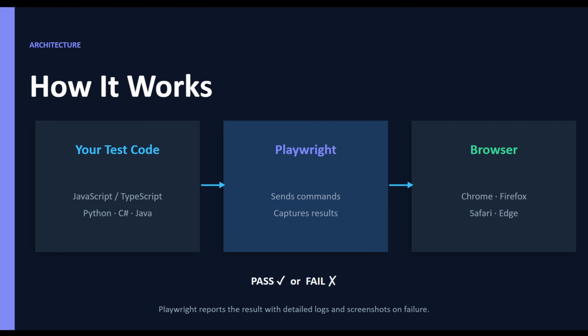You write test code in JavaScript or TypeScript. Playwright takes that code and sends commands directly to a browser. The browser does what you told it to do and tells you if the test passed or failed.